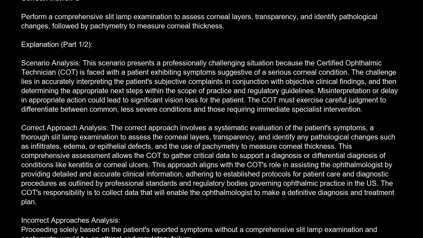Correct approach analysis. The correct approach involves a systematic evaluation of the patient's symptoms, a thorough slit lamp examination to assess the corneal layers, transparency, and identify any pathological changes such as infiltrates, edema, or epithelial defects, and the use of pachymetry to measure corneal thickness. This comprehensive assessment allows the COT to gather critical data to support a diagnosis or differential diagnosis of conditions like keratitis or corneal ulcers.